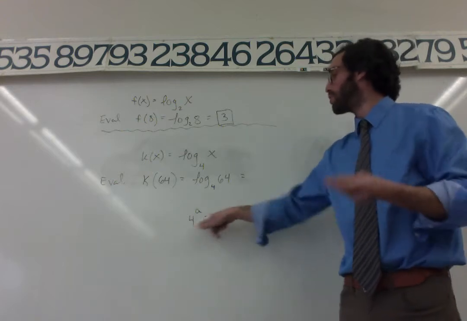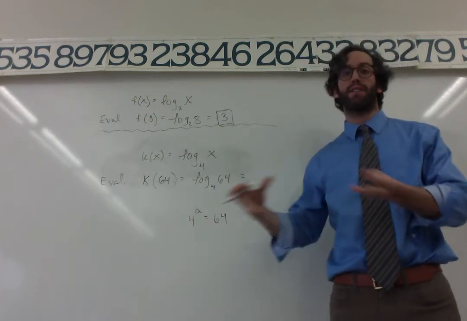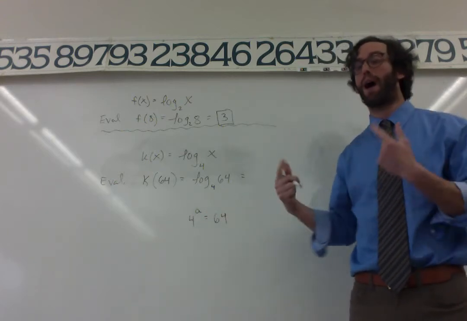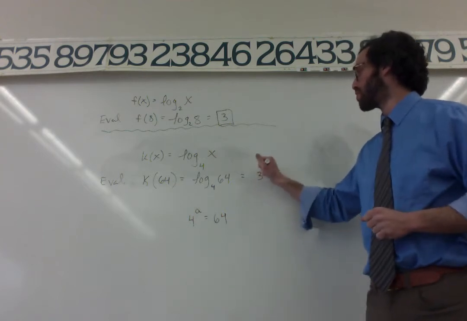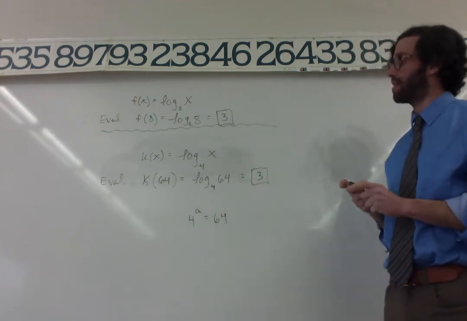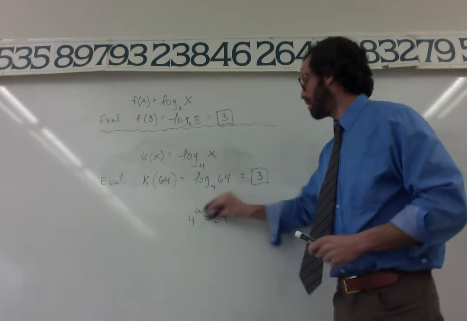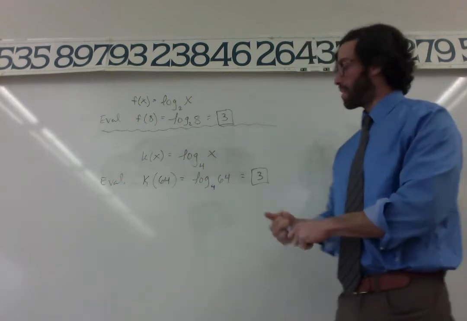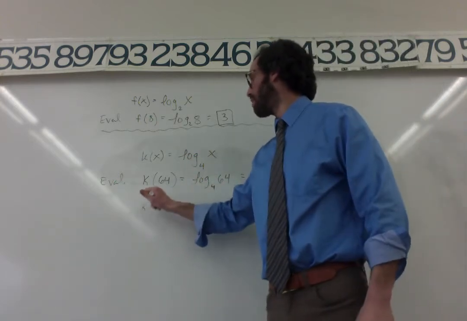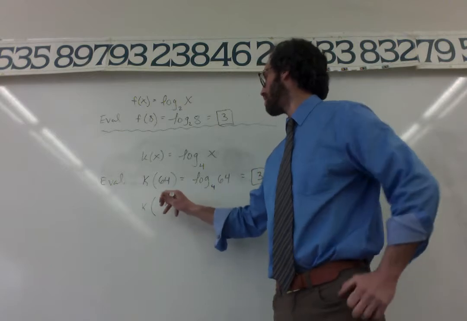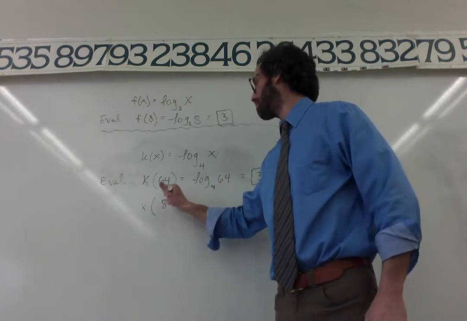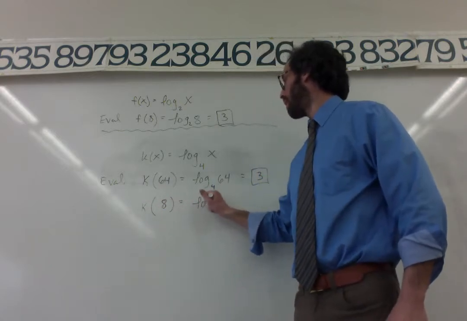So, you could do it this way, but I don't expect you guys to need to do that for this kind of problem because you know your powers. So the answer is just 3 again, right? 4 to the third power is 64. We can do one that's a little bit more challenging. What about k of, well, let's do 8 again. Log base 4 of 8.